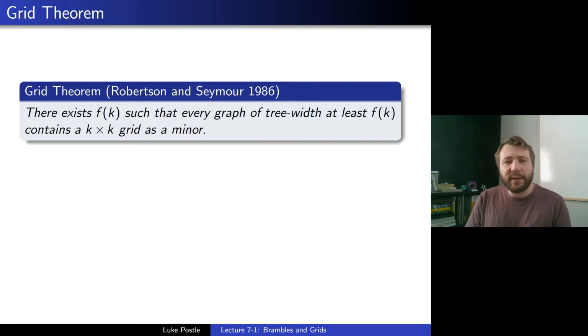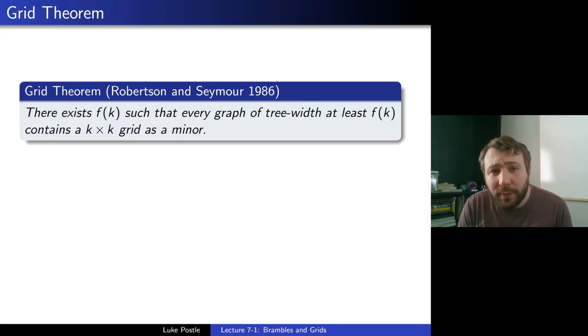So remember that tree width is minor closed, and so if you had a grid as a minor, you'd have to have tree width at least k minus 1. But actually they're saying that's the only reason, really. As long as you have f of k high enough, as long as you have tree width high enough, you actually have to have a grid as a minor. So really, up to the constants, up to the f of k, it really is the truth that grids are the main reason why you'd have large tree width.